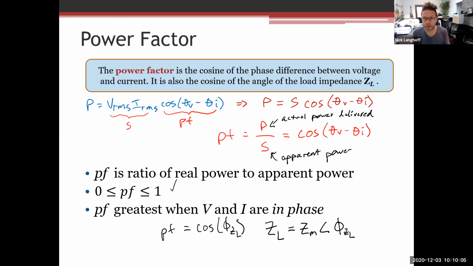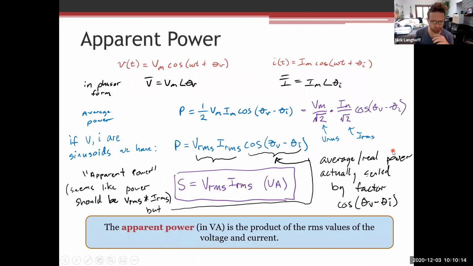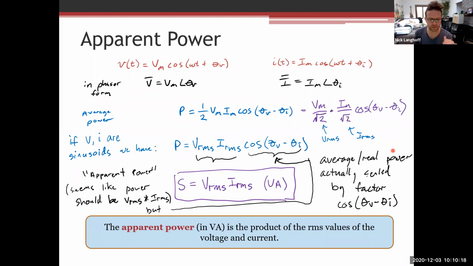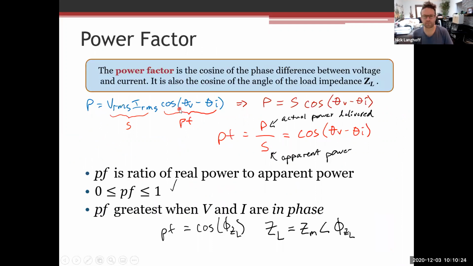Okay, so regrouping. We've now talked about effective or RMS power. We've talked about apparent power, and remember that's related to the average or real power. And then we've also discussed reactive power, which I don't have on this slide.